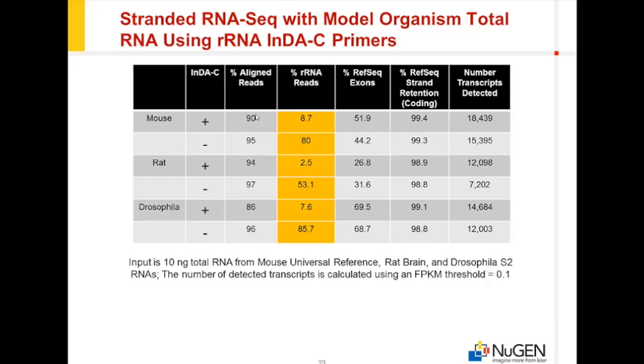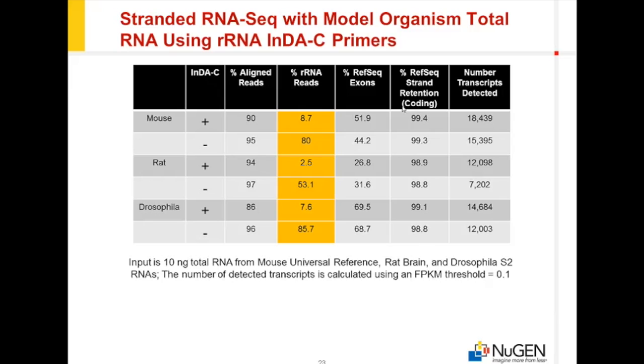So again, going back to the table then, the total aligned sequencing reads are very good, over 90% in most cases. And then look at the impact of the InDA-C primers on the percentage of ribosomal RNA. So we've been able to use this approach to reduce, for example, in mouse, the percentage of ribosomal RNA in the control sample from 80% down to about 8.7%. Very significant reduction in rat from 53% down to 2.5%. And then in Drosophila from 85% down to 7.6%.